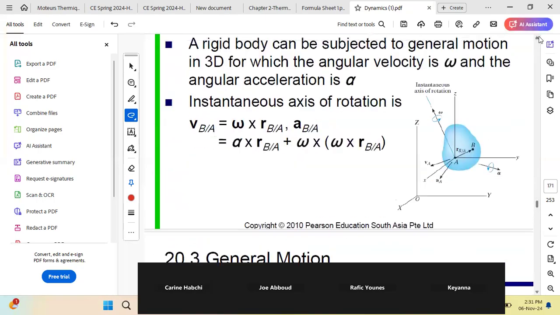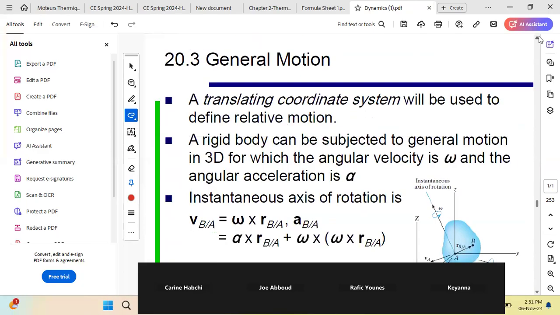Okay. Now we'll discuss the case of general motion. So a translating coordinate system will be used to define relative motion. A rigid body can be subjected to general motion in 3D, for which the angular velocity is omega and the angular acceleration is alpha. Now, how can we determine the instantaneous axis of rotation? The instantaneous axis of rotation is the axis for which all points will have a velocity of 0. Okay, and on this axis omega total will be directed along this axis.